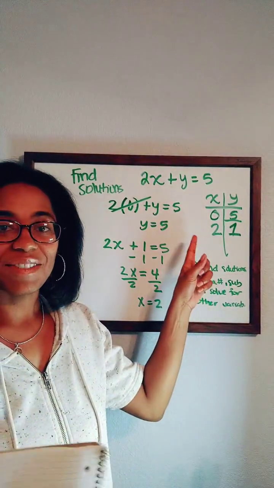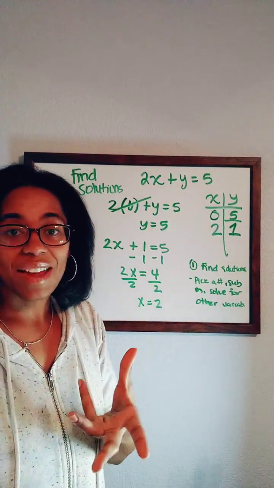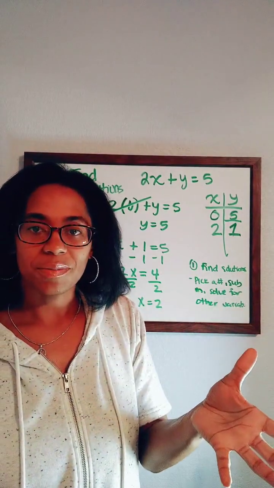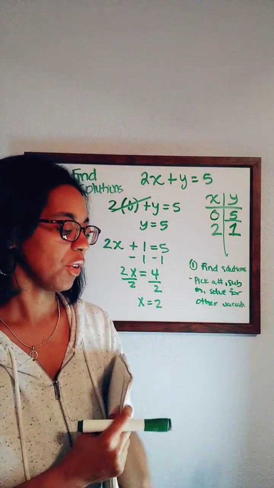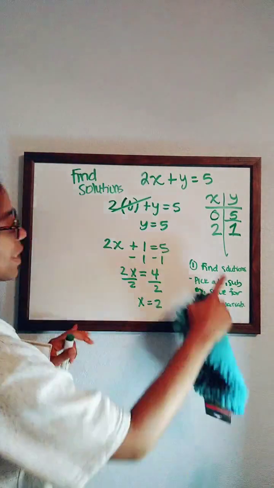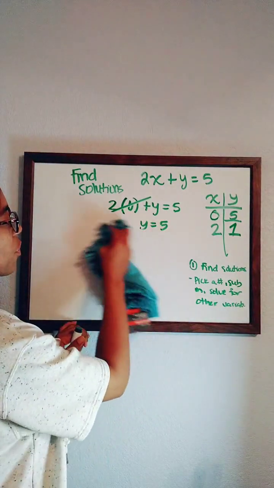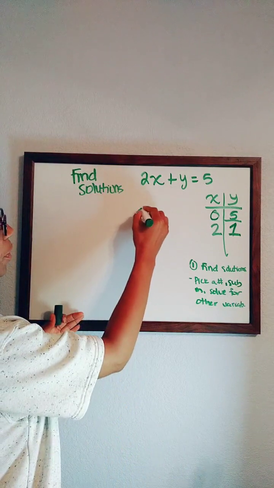So now that you have these 2 solutions, there's a way that you can show them. How am I going to represent 2 solutions at the same time? Well, that's where graphing comes in. I'm going to take these 2 points that I just found for this line, and I'm going to represent them by drawing them on a graph.